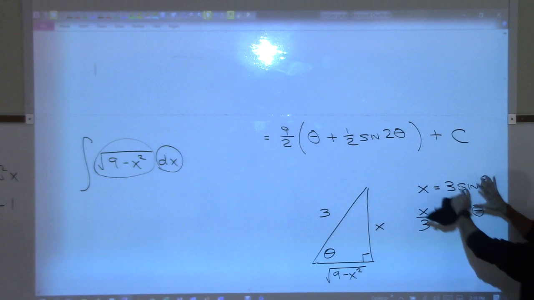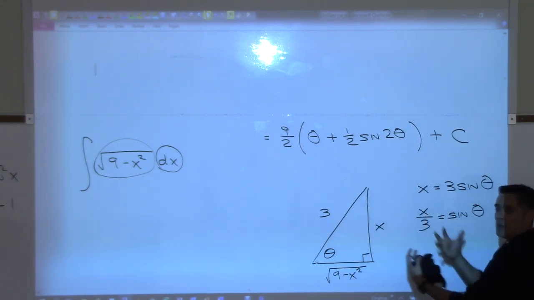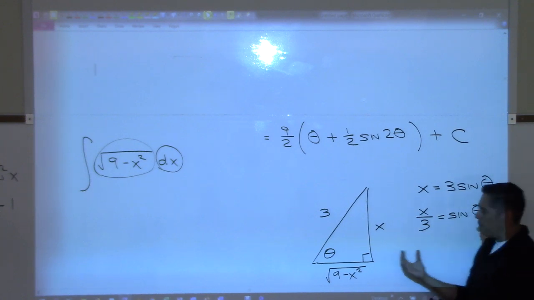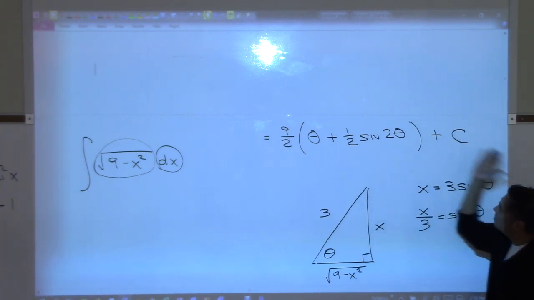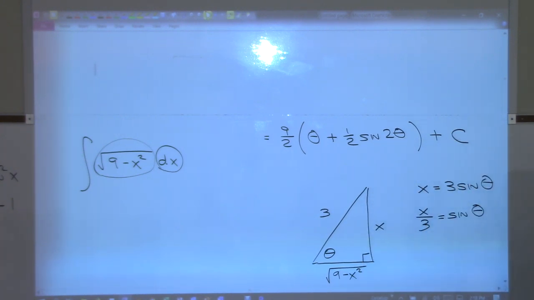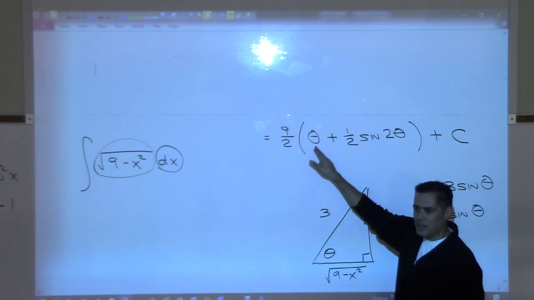This was all just so we could get a real good idea of our relationship between x and theta, right? We have a bunch of relationships here between x and theta. Yeah? Okay, let's go back up to the answer. I need to first see if I can turn theta into something with x in it.